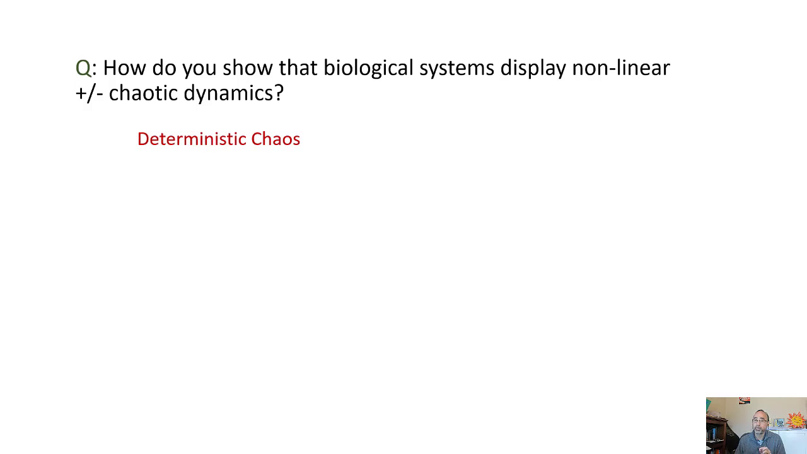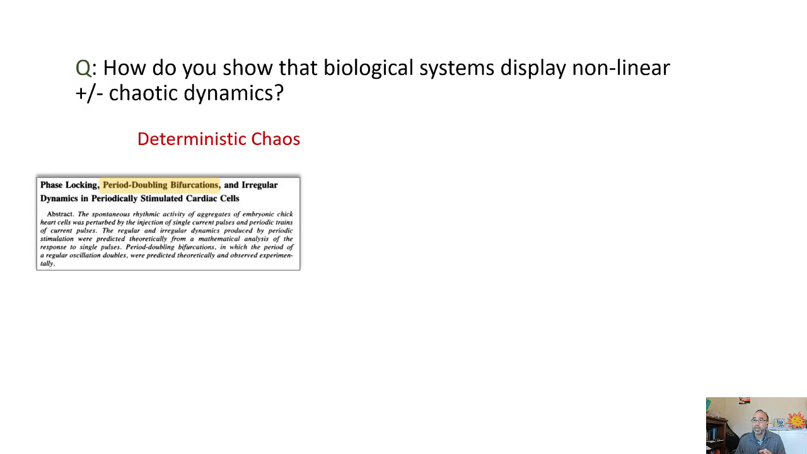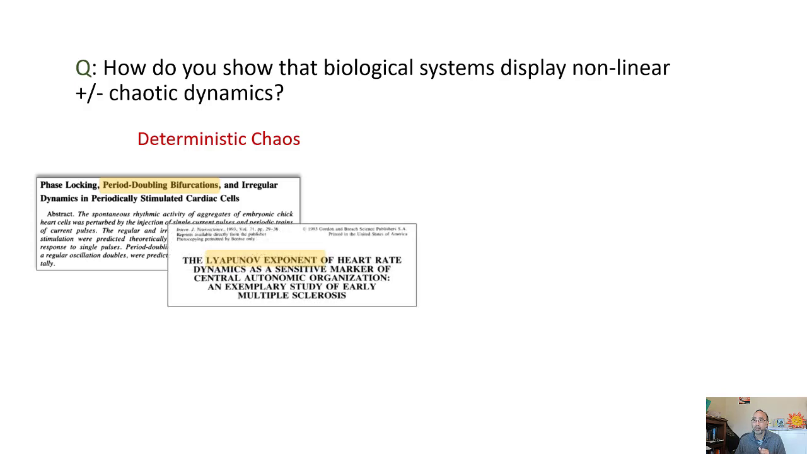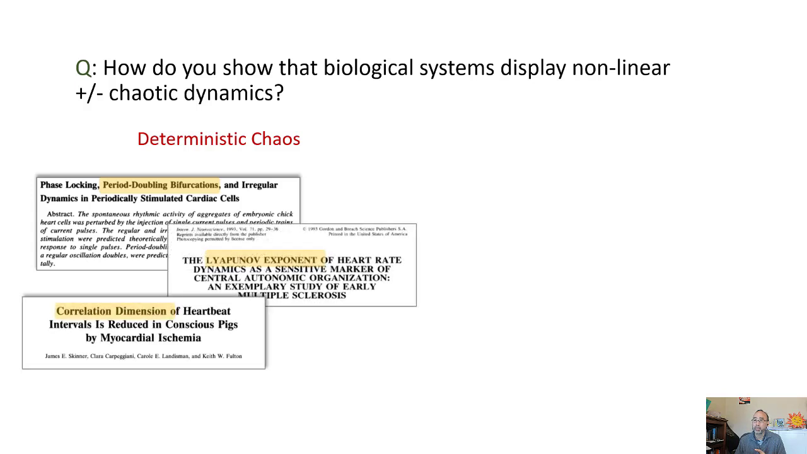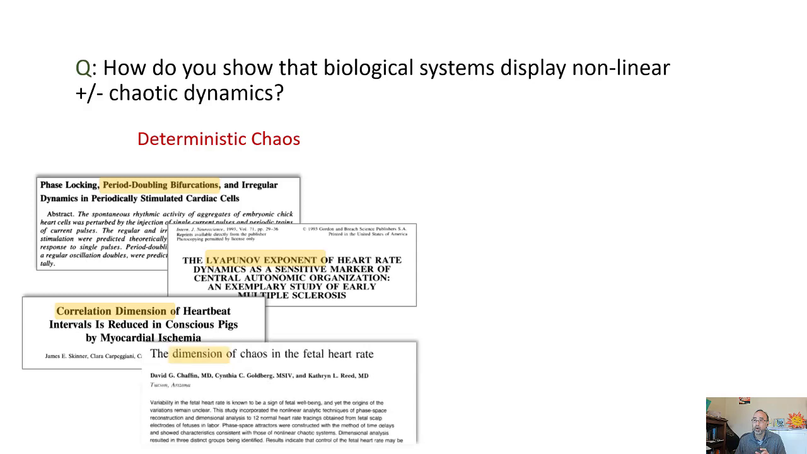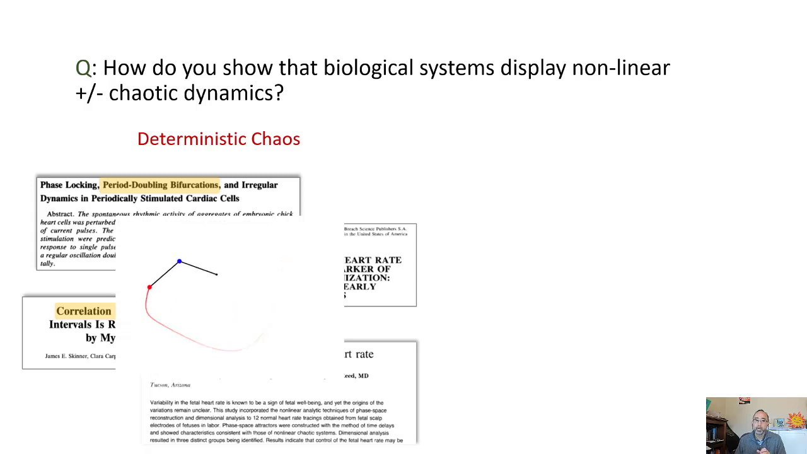Initial attempts were made to apply certain principles of chaos theory, such as period doubling or bifurcations, Lyapunov exponents, correlation dimensions, or embedding dimensions to biological systems. However, the problem is that deterministic chaos theory applies much more easily to simple systems that display complex behaviors. An example of this is a double pendulum that's shown here.